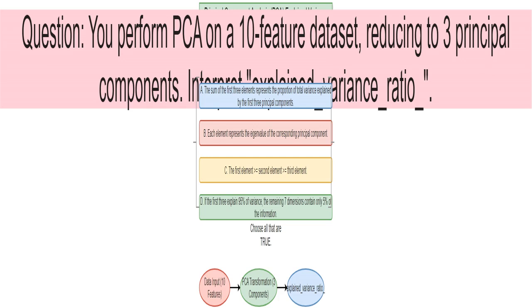We have a dataset with 10 initial features. After applying PCA, we reduce the features to 3 principal components. The question is all about interpreting the results, specifically the explained_variance_ratio attribute in Sklearn.